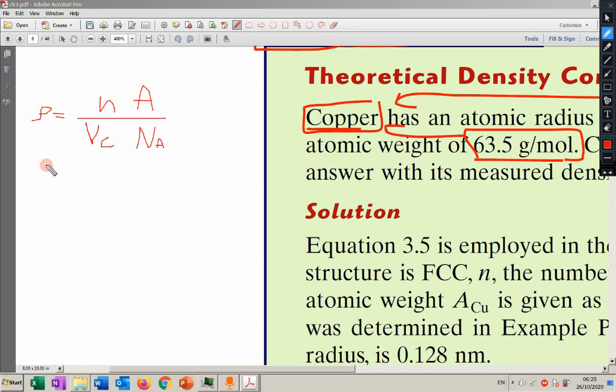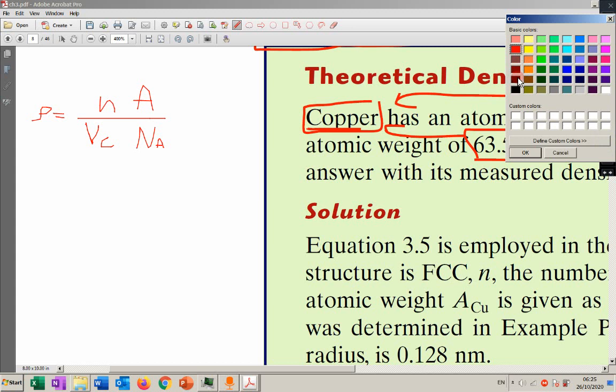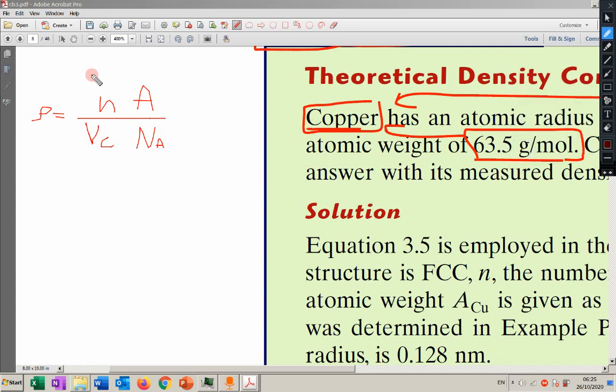Now, because it's FCC, we know that N is going to be 4. N is going to be 4 atoms because of FCC. Look, I'm saying because of FCC, N is equal to 4. VC is equal to A cube, and we know that A is equal to 2 root 2R.